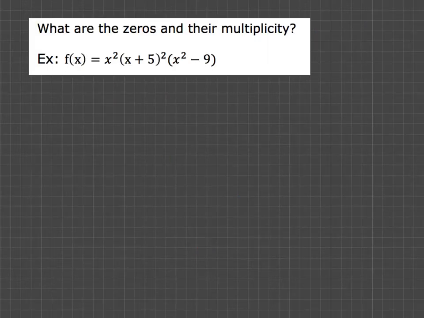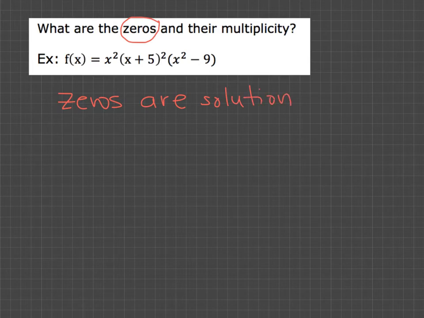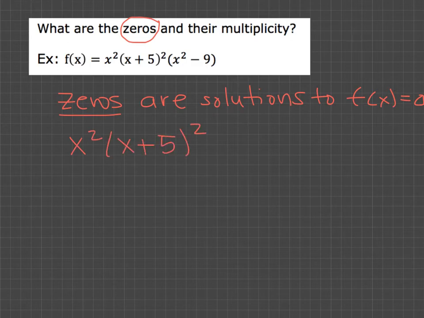So now let's practice finding zeros and their multiplicity. All right, so remember, zeros are solutions to when f of x equals 0. And if they are real, they are x-intercepts. Okay, so this is kind of just another name for x-intercepts, but it includes those ones where we would get non-real solutions. So let's go ahead and set our function equal to 0 and find the zeros and identify their multiplicity.